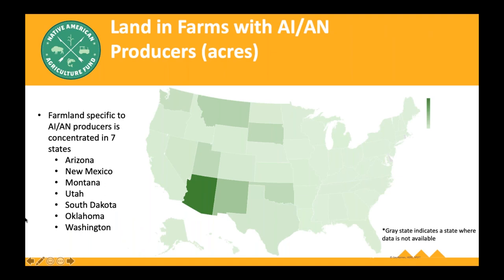Now we're going to be looking into land and farms with American Indian Alaska Native producers by acres, also by state. And we can see by looking at the map that the farmland is pretty specific to seven states. Well, not specific, but it's concentrated in seven states. And those seven states are Arizona, New Mexico, Montana, Utah, South Dakota, Oklahoma, and Washington.